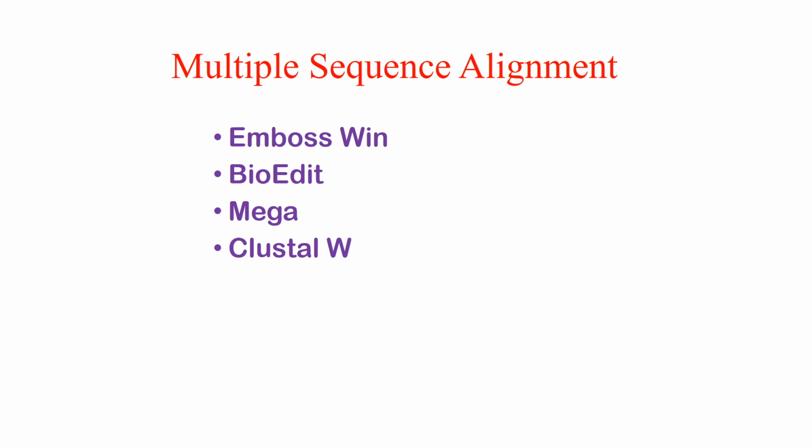MEGA software is another sequence comparison, sequence alignment program, and MEGA is specifically used for the construction of phylogenetic trees, because the MEGA software is built with many genetic algorithms specifically for phylogenetic tree construction. Here also we can do sequence comparison, sequence alignment, and sequence editing.